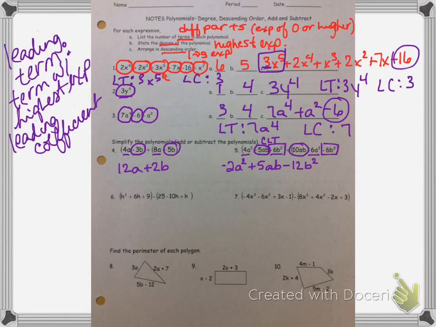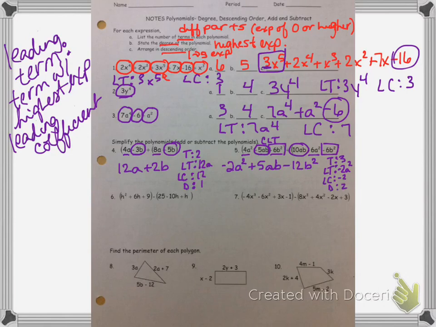So just so you're aware, on number 4, we have 2 terms. The leading term is 12a, the leading coefficient is 12, and the degree is simply 1. Here we have 3 terms. We have a leading term of negative 2a squared, a leading coefficient of negative 2, and a degree of 2.